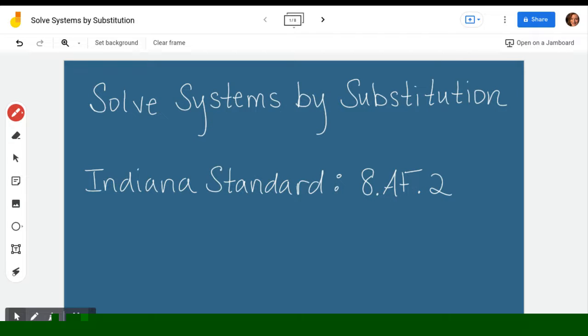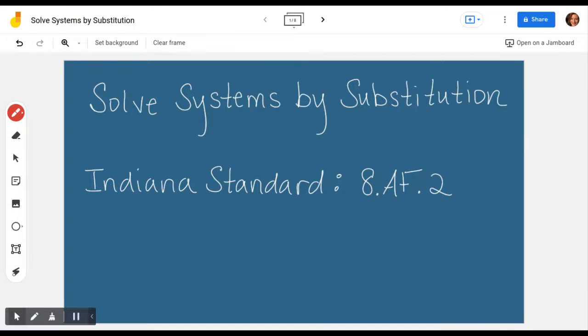Hi everybody. In my last video, I showed you the first method for solving systems of equations. We solve them by graphing. Now I'm going to show you one of the algebraic methods. We're going to solve by substitution. The other way is to solve by elimination.